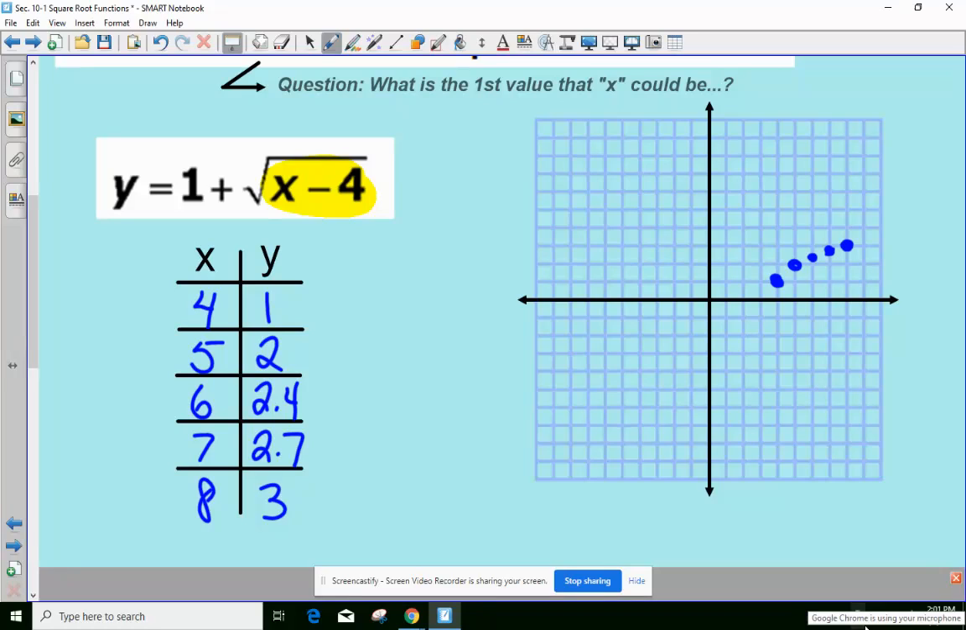Why did I not choose values of x that were smaller than 4? Because I can't have a negative, which means this graph doesn't go in both directions. It only goes to the right. The y value could be negative. Absolutely. Okay. And you'll see some of those around the board.